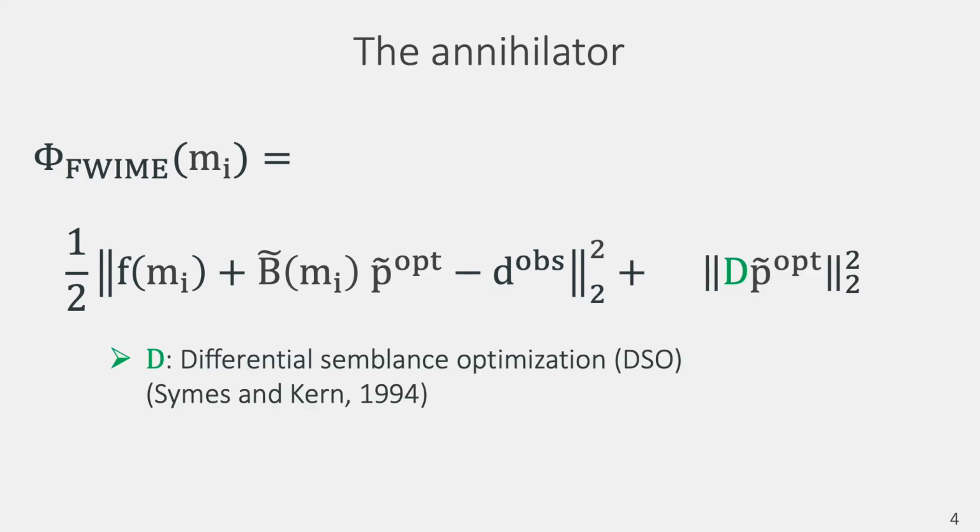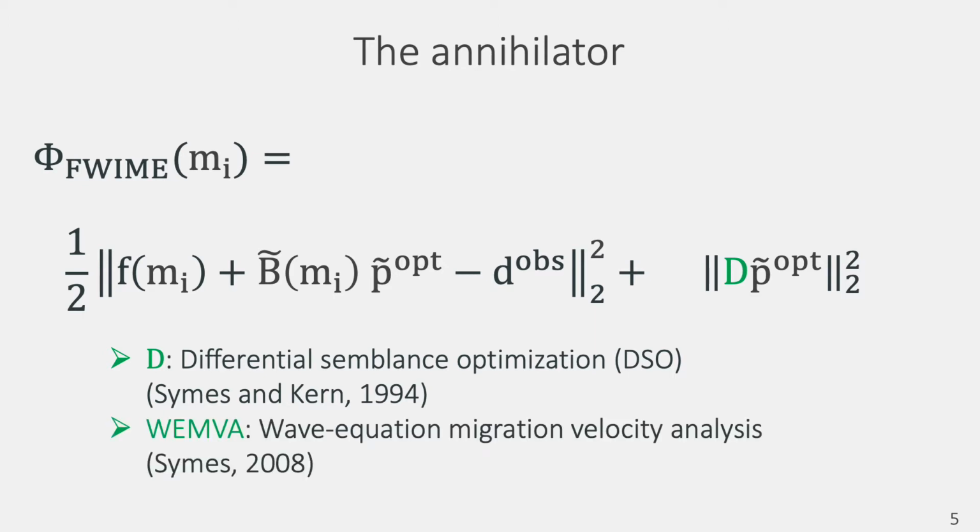So instead, we decided to use a modified and invertible version of the differential semblance optimization, or DSO, operator, first proposed by Symes and Kern in 1994. This DSO operator has been successfully used in a wave equation-based migration velocity analysis technique referred to as WIME. This technique uses extended migrated images and is based on penalizing the defocusing of space lag common image gathers while focusing the reflected energy at zero space lags by optimizing the velocity model.